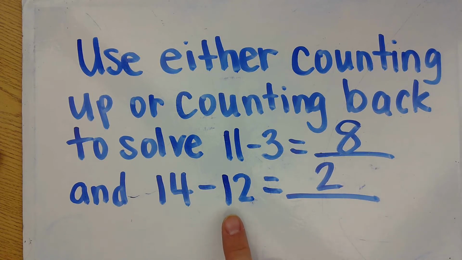If the numbers are close together, like we talked about before, 12 and 14 are pretty close together on a number line. When the numbers are pretty close together like that, you should count up to find the answer. So for 14 minus 12, I thought in my head 12, and then I counted up to 14. 13, 14. So 2 was my answer.